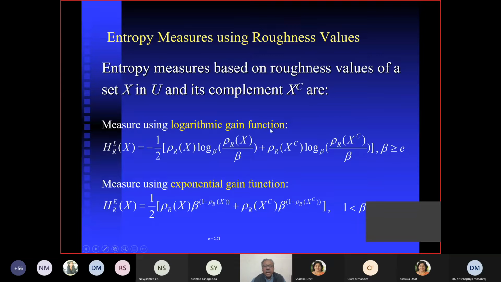So based on that, we can define entropy. We can use two types of gain function: one is the logarithmic gain function, and one is the exponential. What is the logarithmic gain function? Suppose the probability of occurrence of an element is pi, then the amount of ignorance is 1 divided by pi, and it could arguably be 1 minus pi also. That means the larger the value of probability, the less the amount of ignorance. If I use 1 divided by pi, we go by the logarithmic gain function. If I use 1 minus pi, we call it the exponential gain function.